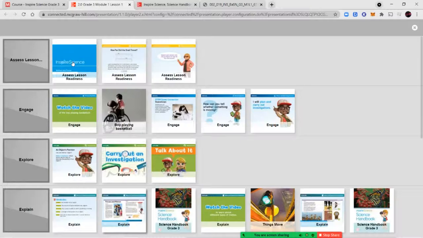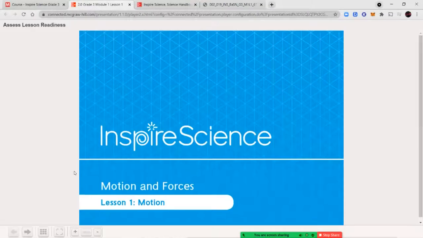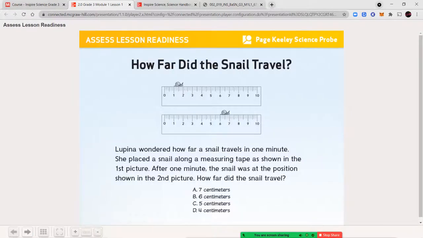All right, let's go ahead and jump into our lesson. Now we're starting our lesson, Motion and Forces, and lesson one is about motion. In the very beginning of our lesson, we saw the first assignment that was on page 4 to measure how far you thought the snail traveled.